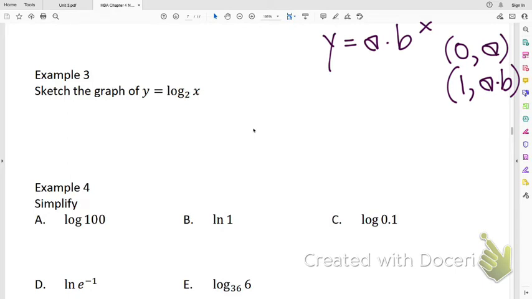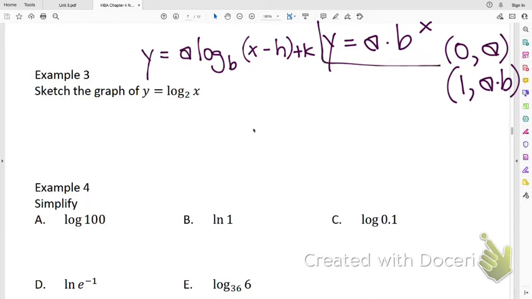So log graphs work almost exactly the same way, but they are the inverse of them, which means the x's and the y's flip. So on example 3, a log graph is set up basically as a times the log base b, and then you'd have your x minus h, and then your plus k out here. Kind of ran that into my exponential graph, sorry. What that means for us with a log graph is that the first point, instead of being (0, a), is (a, 0). The second point, instead of being (1, a times b), is (a times b, 1). And this is going to be basically a sideways exponential function.